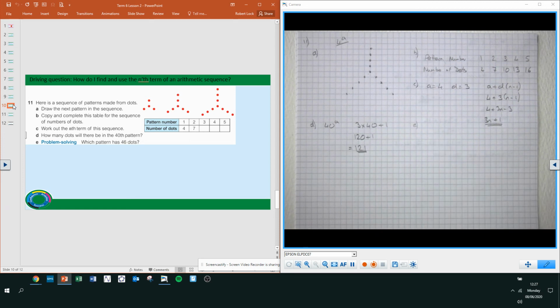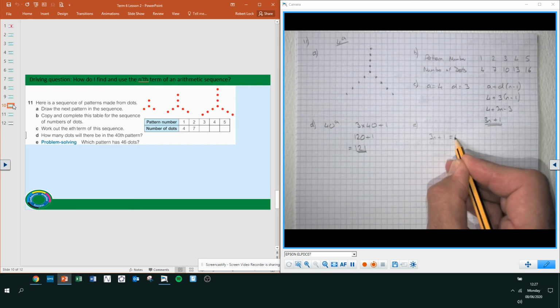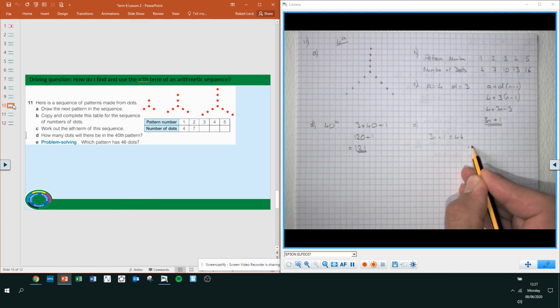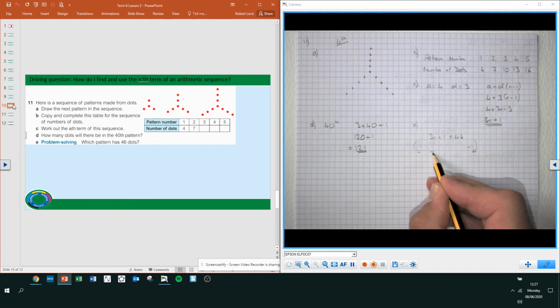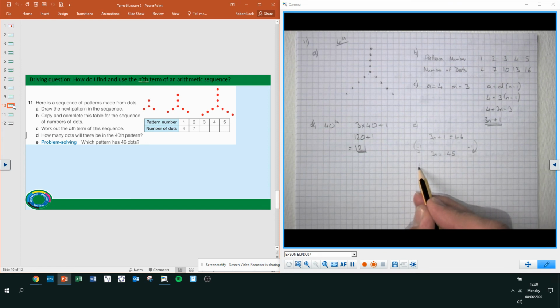E. Which pattern has 46 dots? 3n plus 1 equals 46. Take away 1 on both sides. 3n equals 45. Divide by 3 on both sides. n equals 3's into 4 go 1, 1 remainder. 3's into 15 go 5. The answer is 15.